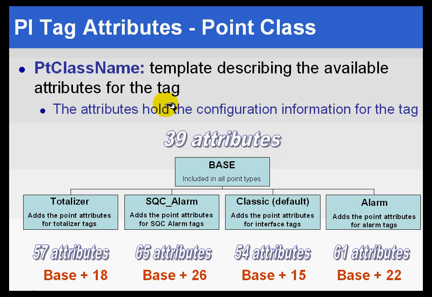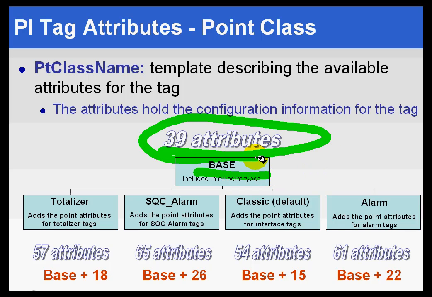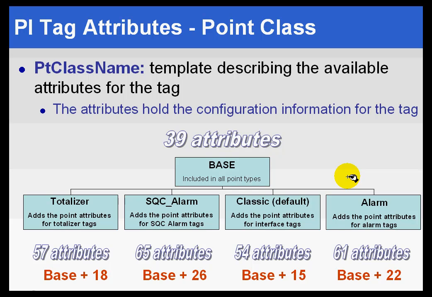Every PI tag belongs to a point class. The point class is going to identify how many attributes that particular point supports. So all PI tags support the base attribute set. The base attribute set is a series of 39 attributes, and they're very simple things like the name of a tag, the zero, the span, the engineering units, things like that.